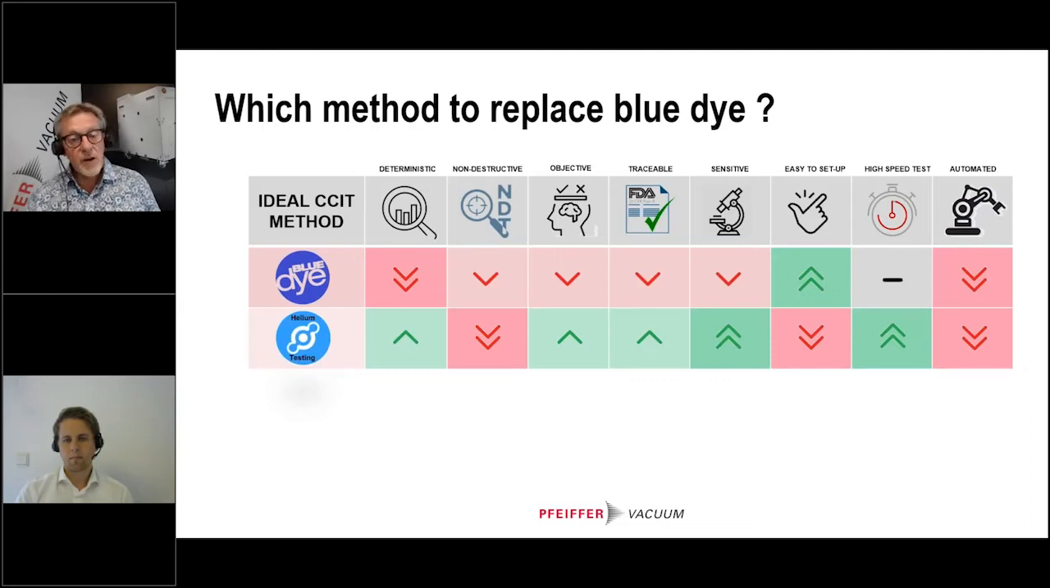It's very sensitive. Again, this is the most sensitive technology for leak testing. It's not so easy to set up because you have to charge your container with helium. The test itself is very fast, very easy, but what is difficult is to put the helium inside your container and to know the helium concentration you have in your container. It's quite fast and it's difficult to automate because of the charging sequence.